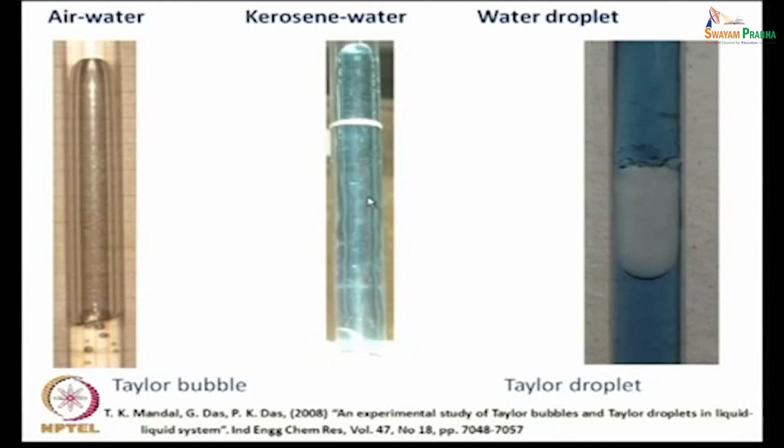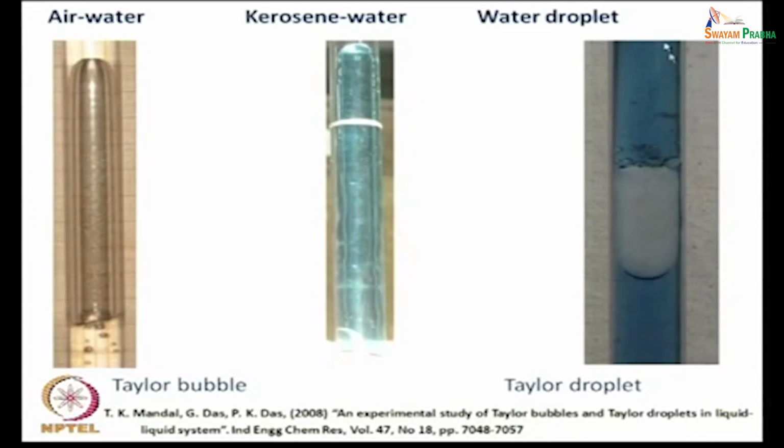Now, there is something very interesting about these liquid-liquid cases. We found that when a lighter liquid is injected in a heavier liquid, it rises up just like a Taylor bubble. On the contrary, if a heavier liquid is injected into a lighter liquid from the top, say water injected into kerosene, we find it falls downward also, assuming the shape of a Taylor bubble.